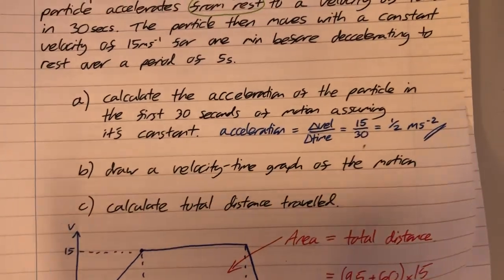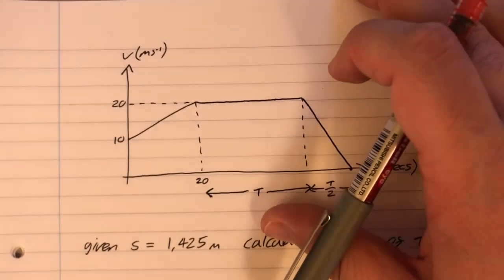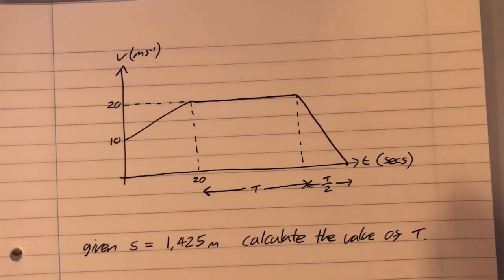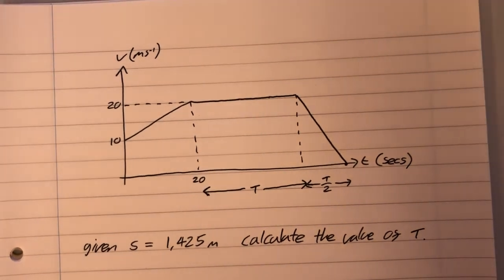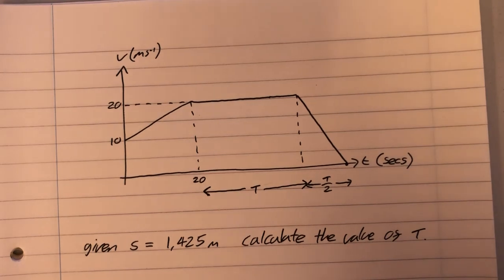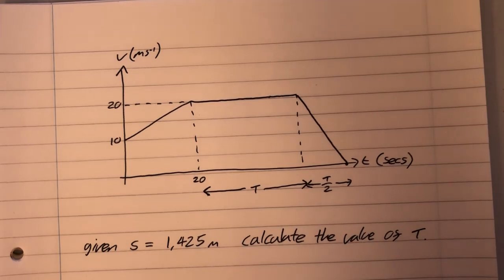Second example. I've not got the wordy context to this, but we've been given a velocity time graph. So the previous example we had to draw the velocity time graph, which is something that you need to be able to do. But this time we're given the velocity time graph, and instead of finding the displacement, or the distance this object has travelled, we've now been given the displacement and we've got to find an unknown time.